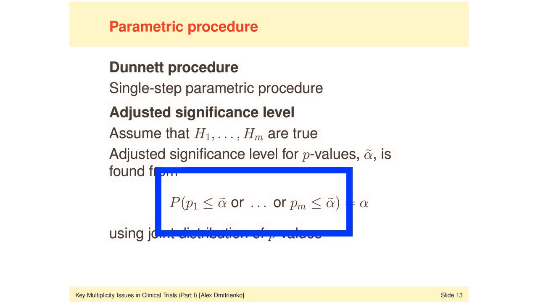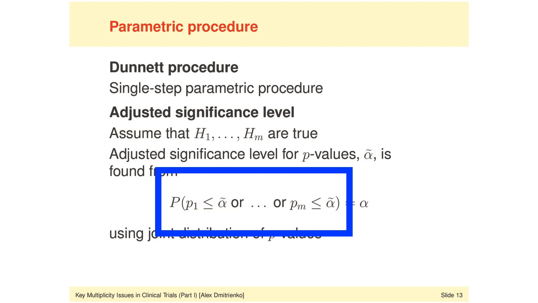The basic Dunnett procedure, the single-step Dunnett procedure, is a parametric version of the Bonferroni, which means that it's a single-step procedure in which a common adjusted significance level is used for all p-values, and this adjusted significance level is found by utilizing the joint distribution of those p-values. So we again assume here that the hypotheses of interest, H1 through Hm, are all simultaneously true, and therefore the family-wise error rate is equal to this probability.